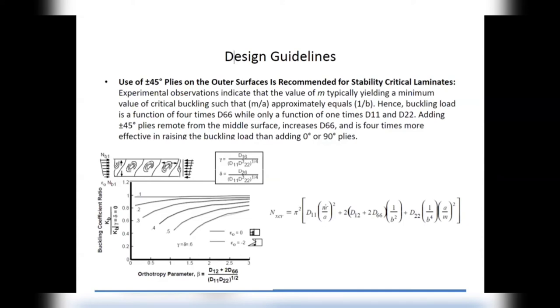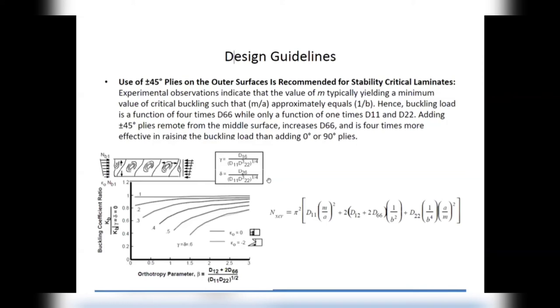And so M typically yields a minimum value of the critical load such that M over A approximately equals 1 over B. Hence, the buckling load is a function of 4 times D66, which is a value within the D matrix, while only a function of 1 times D11 and D22. So these are more the mathematical details. The point I want to make here is that when you add these plus minus 45 degrees, it affects the D matrix in a good way. It increases D66, and it's 4 times more effective in raising the buckling load than adding 0-90 degree plies. So there are examples in the literature that go through that, and there are plenty of plots that demonstrate that.